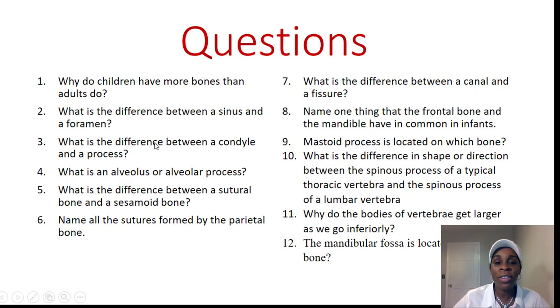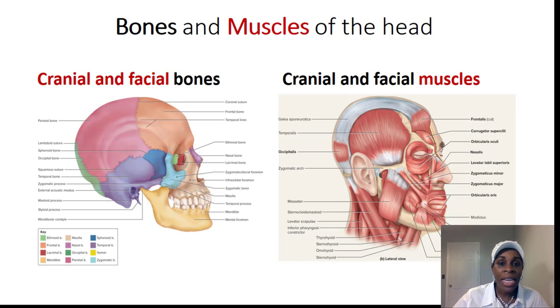Okay, so let's talk about the questions we're going to be answering. Why do children have more bone than adults? What is the difference between a sinus and a foramen? You can pause the video here and read these questions. These are the questions we're going to be answering today. Now let's look at the bone and the muscle of the head.